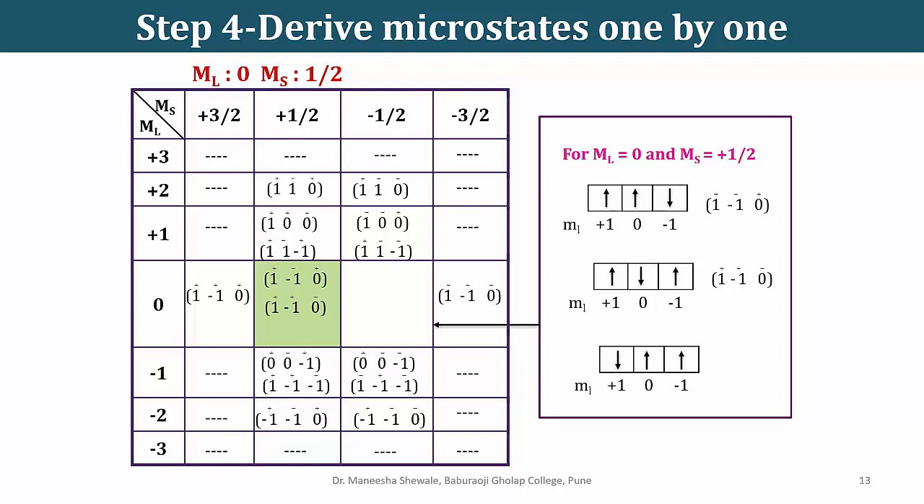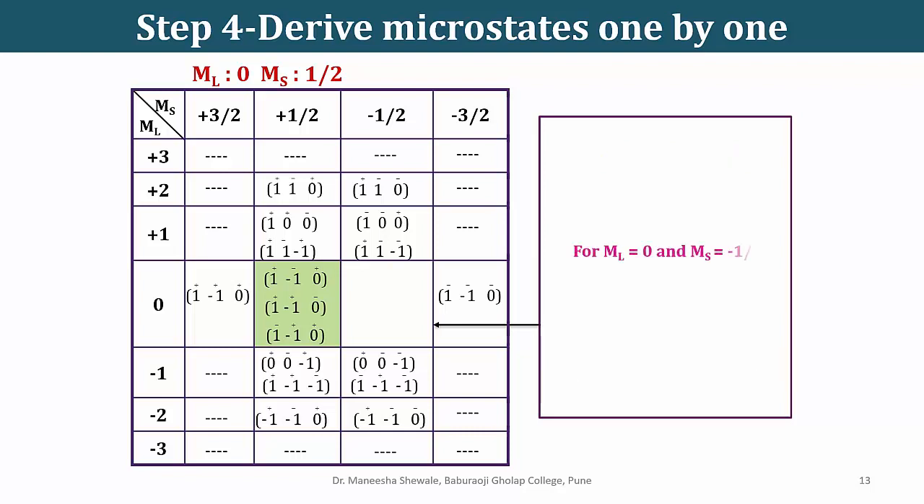The third way of filling the electrons is such that the electron in the orbital plus 1 has the spin minus half. So now the microstate is 1 minus 1 0 minus plus plus. Now in the same manner, 3 microstates can be written for ml 0 and ms minus half.